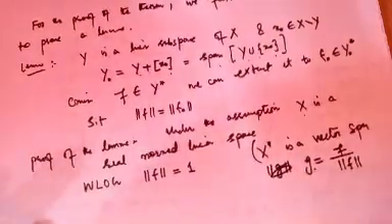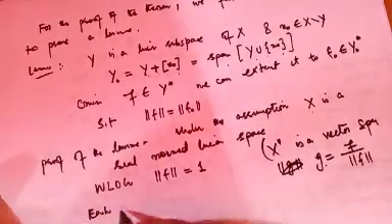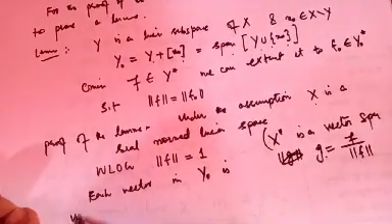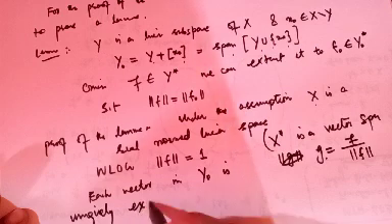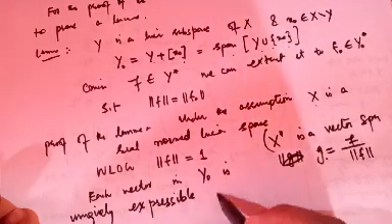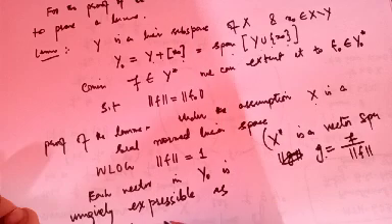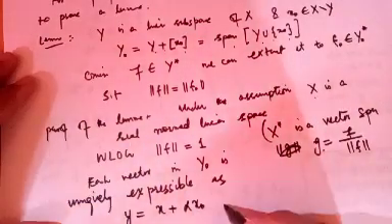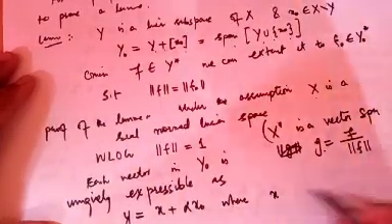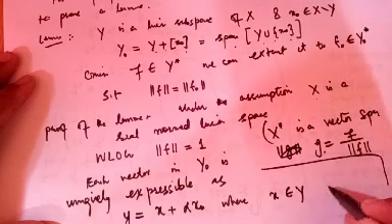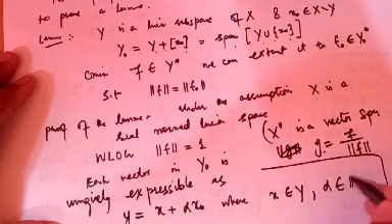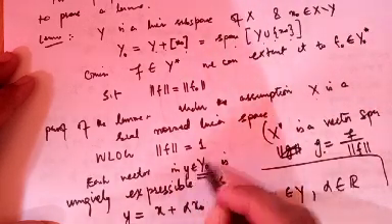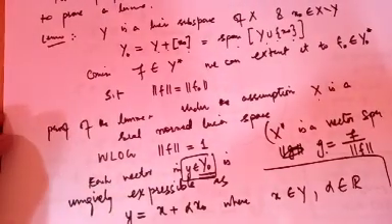So that means each vector in y naught is uniquely expressible, and we can write it as y is equal to x plus alpha times x naught, where of course x belongs to y and alpha is some number belonging to the set of real numbers. So every y in y naught can be written like this.